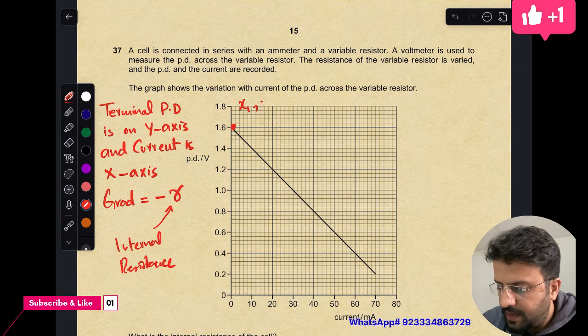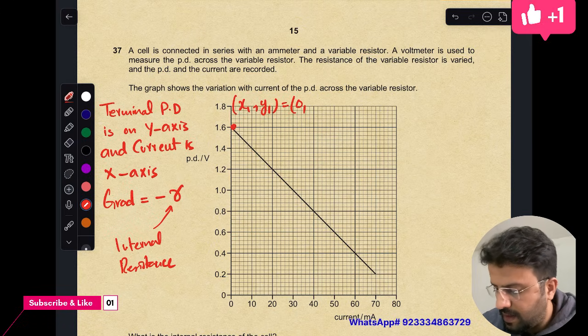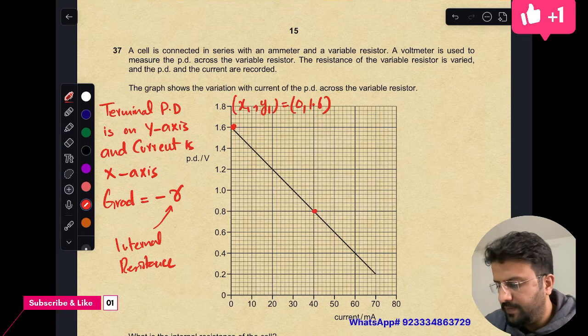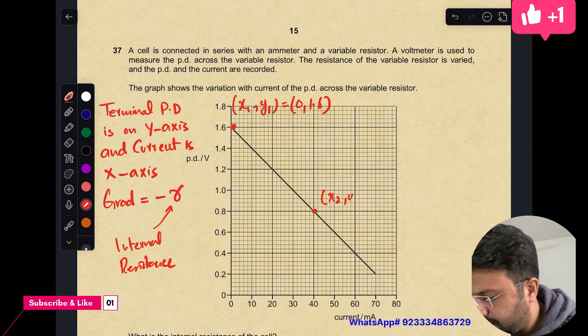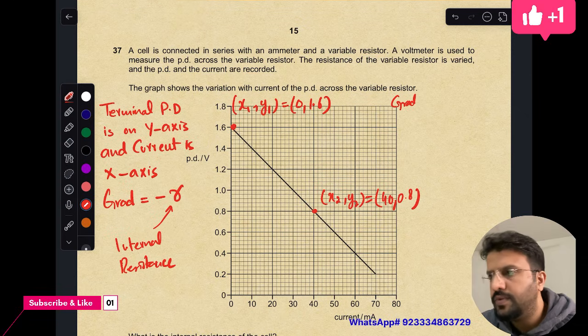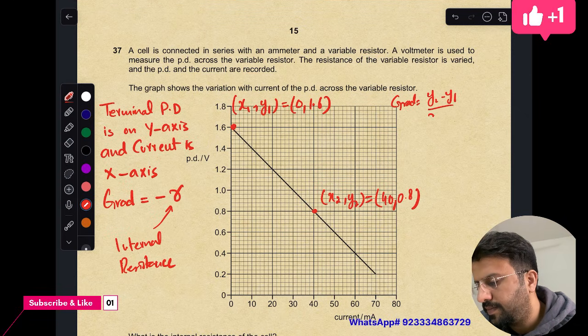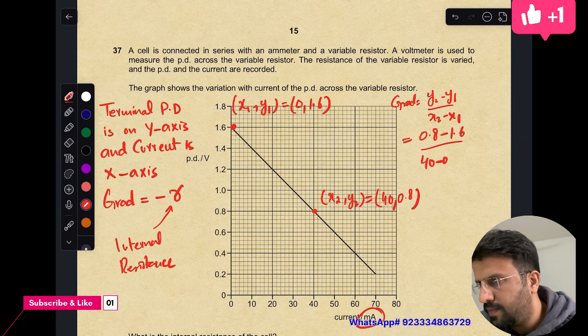Let's call this one x1, y1, and these points are 0 and 1.6. You can take any other point. Let's take this one, call this x2, y2. x2 is 40 and y2 is 0.8. So when we take the gradient, y2 minus y1 over x2 minus x1: 0.8 minus 1.6 divided by 40 minus 0.